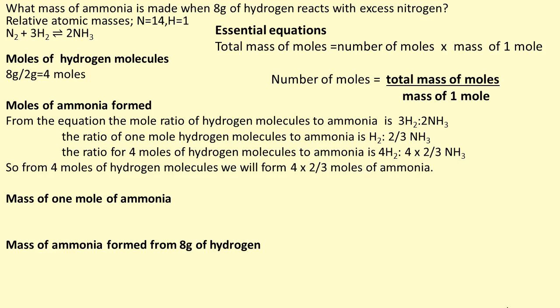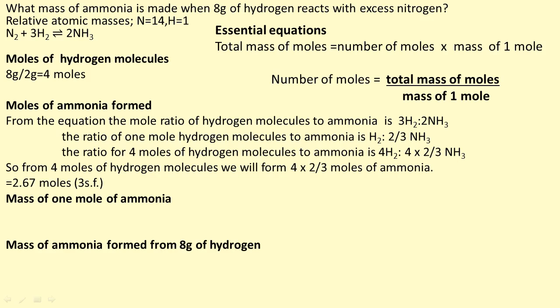So from 4 moles of hydrogen molecules, we will form 8/3 moles of ammonia, which is equal to 2.67 moles to 3 significant figures. If you're happy with the maths, you could just carry out the following calculation. Divide the number of moles of hydrogen calculated here by the number of moles of hydrogen in the simple equation, which is 3, and then multiply it by the number of moles of ammonia in this simple equation.